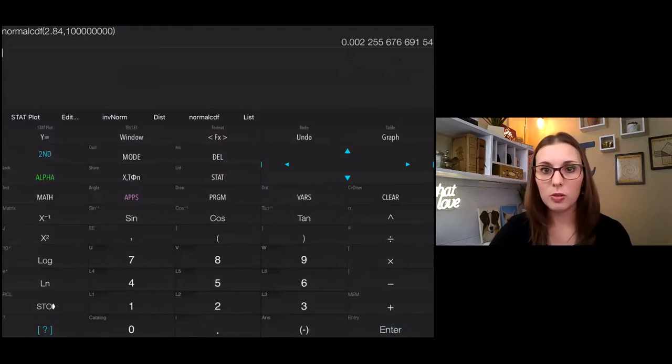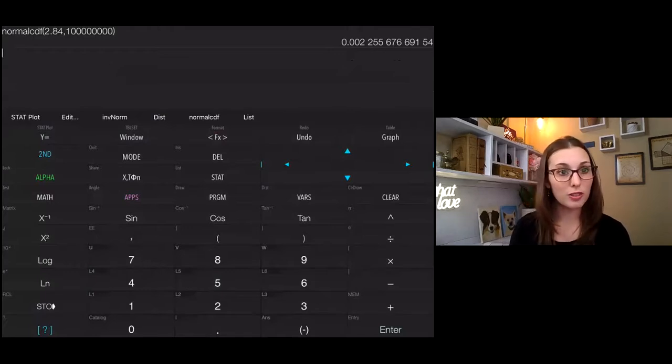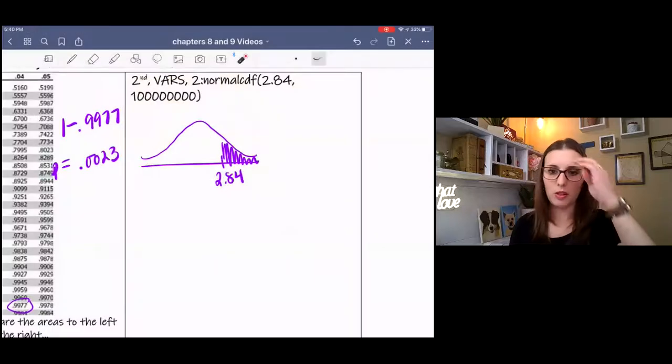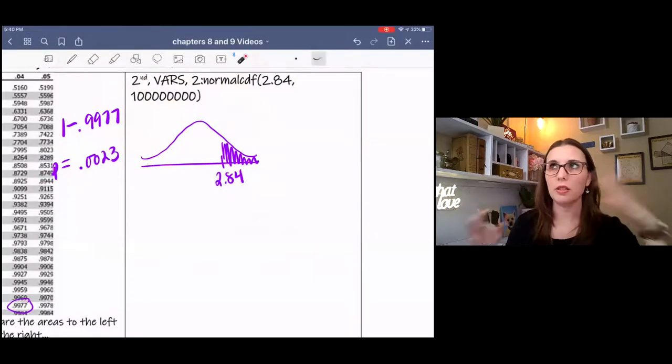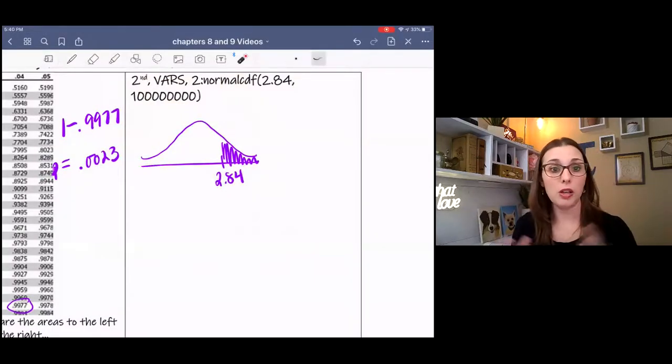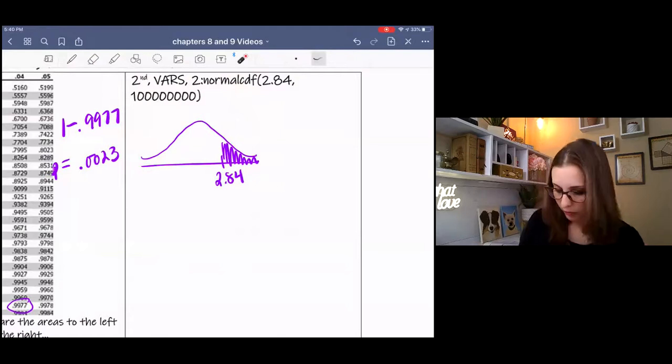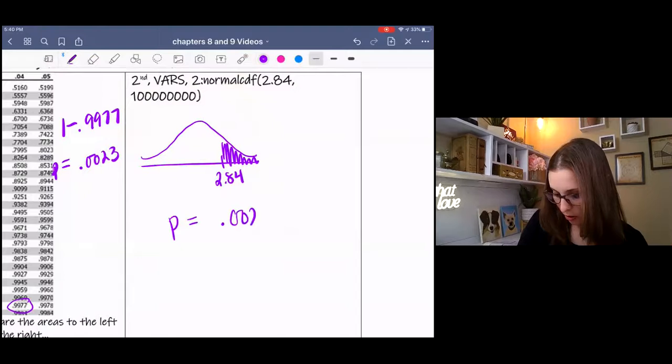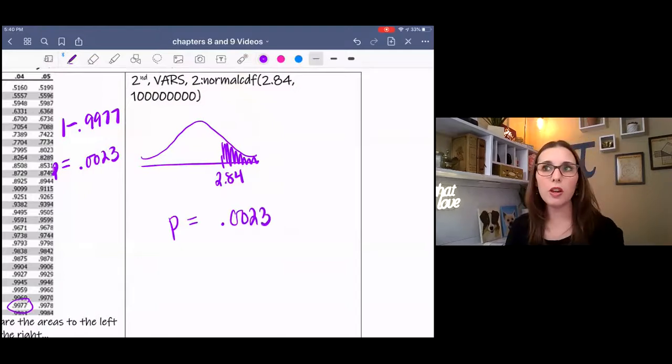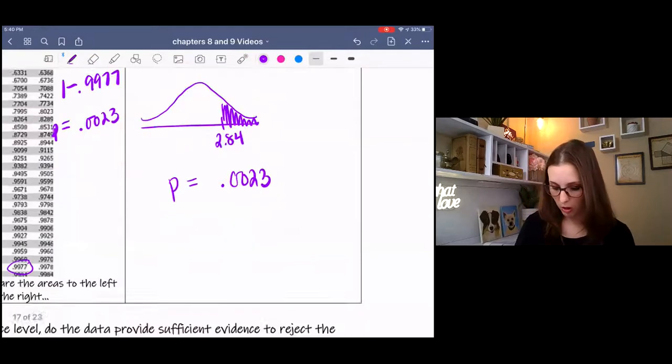You can't see the value, so I will zoom out really quick. Here you go, 0.0023 if we round. So we get the same thing on the calculator. The difference with the calculator is we don't have to consider whether this is the left area or the right area. We get to just tell it what area we want. So we got a p-value of 0.0023. Now, like I said, the p-value doesn't tell us anything. We can't make a decision yet. We can only make a decision when we know the significance level.